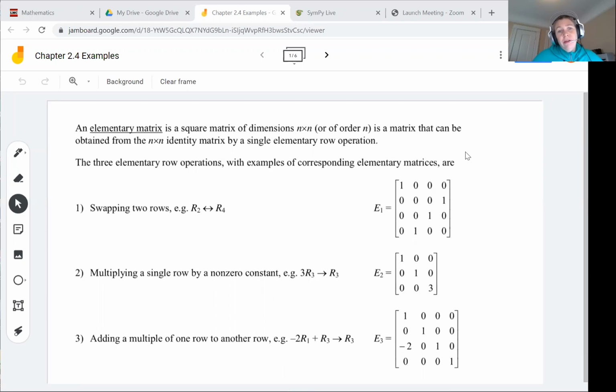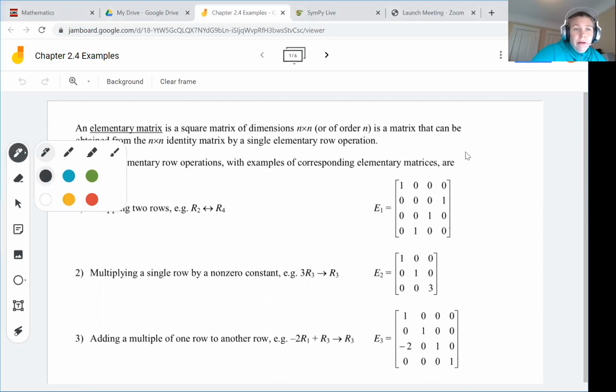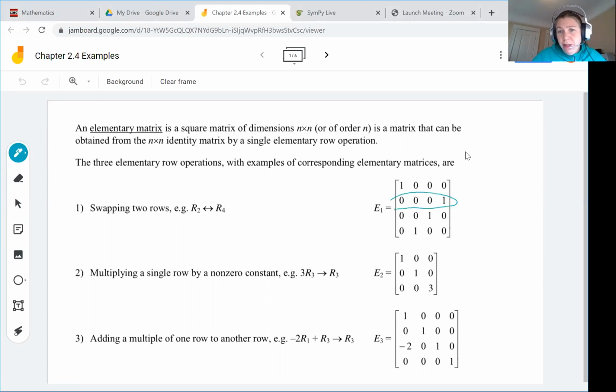And this matrix can be obtained from the n by n identity matrix by a single elementary row operation. So there are the three elementary row operations, and here they are with examples of corresponding elementary matrices. So you could swap two rows. In our example here, we are swapping row 2 with row 4, so you can see that the positions of the 1 in those rows have switched, and so multiplying a matrix by this E1 n by n matrix, or in this case a 4 by 4 matrix, is going to swap rows 2 and 4.